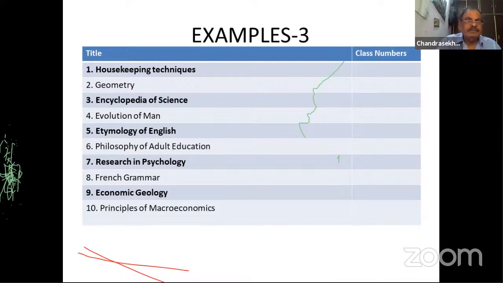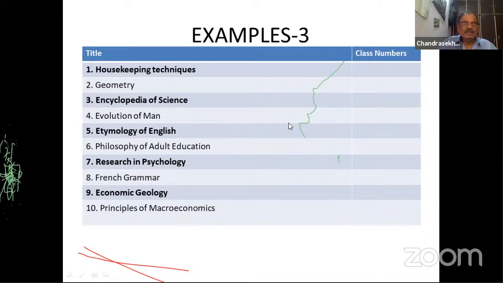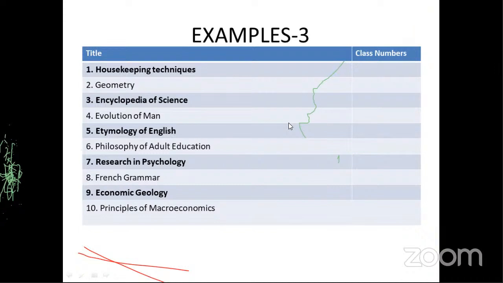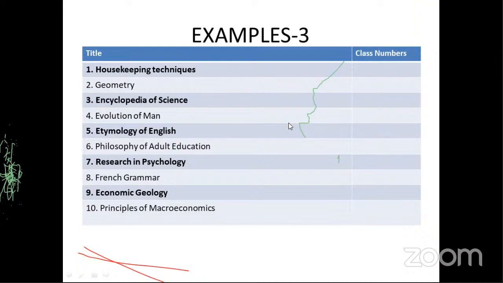Then principles of macroeconomics. 339, sir. So I think directly you got 339, a direct number. Yes, sir. In the third summary you find it. Third summary you have macroeconomics and related topics. Okay, 339.